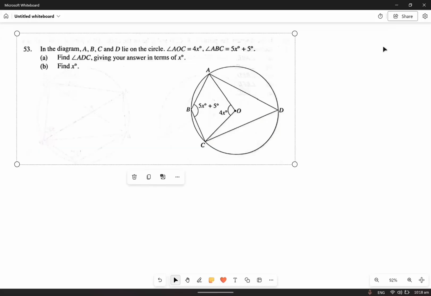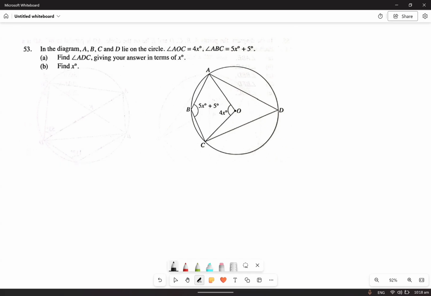Now, 53. Are you ready for 53? Again, 53. Well, we can find ADC, right? Actually, ADC is which one? This is the one. Can you all see ADC? What is this called? Angle at center is 2 times at circumference. Am I making sense? Okay.